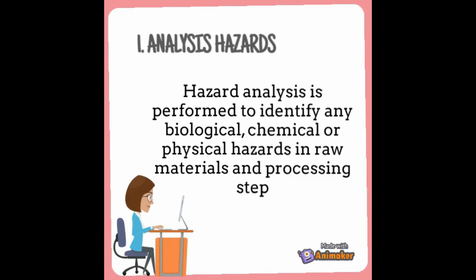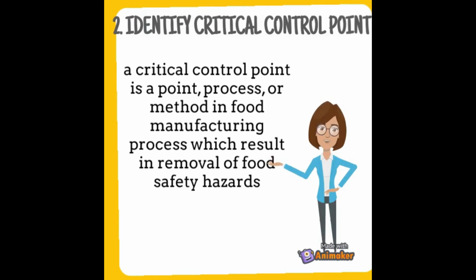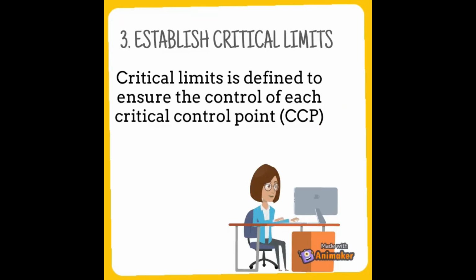First principle is hazard analysis. Hazard analysis is performed to identify any biological, chemical, or physical hazards in raw materials and processing steps. The second principle is identify critical control point. Critical control point is a point, process, or method in food manufacturing process which result in removal of food safety hazards. The third principle is to establish critical limits. Critical limits is defined to ensure the control of each critical control point.